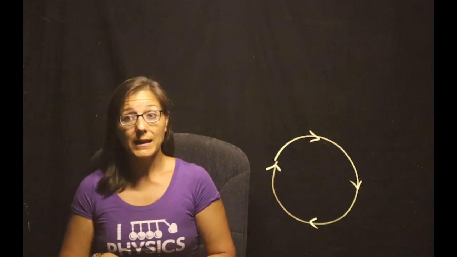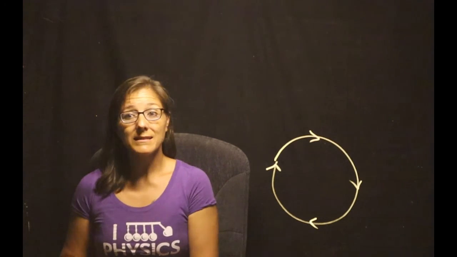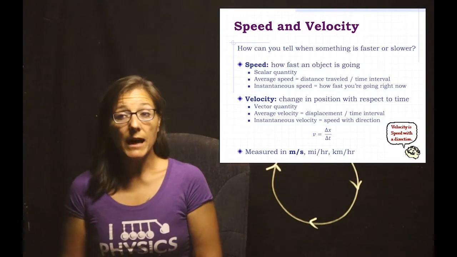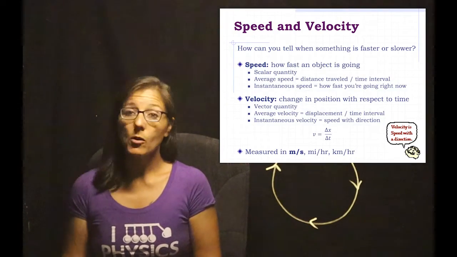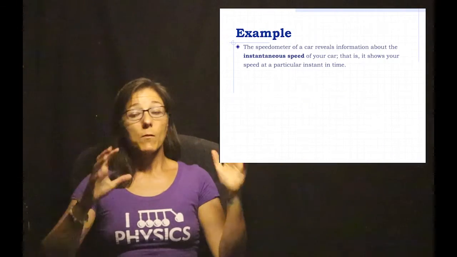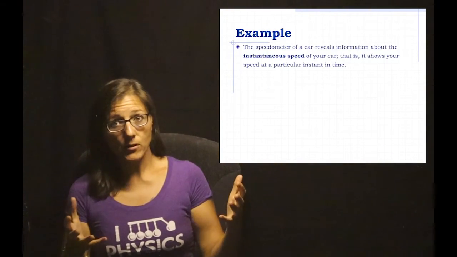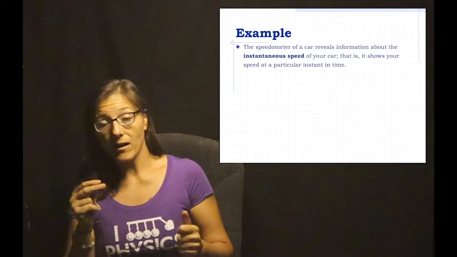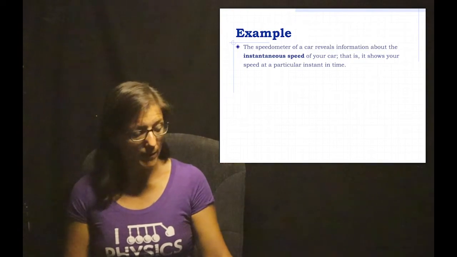Velocity and speed are instantaneously the same size. Velocity is basically speed with direction, instantaneously. I want you to consider the speedometer in your car. The speedometer in your car gives you instantaneous information about how fast you're going in that moment.